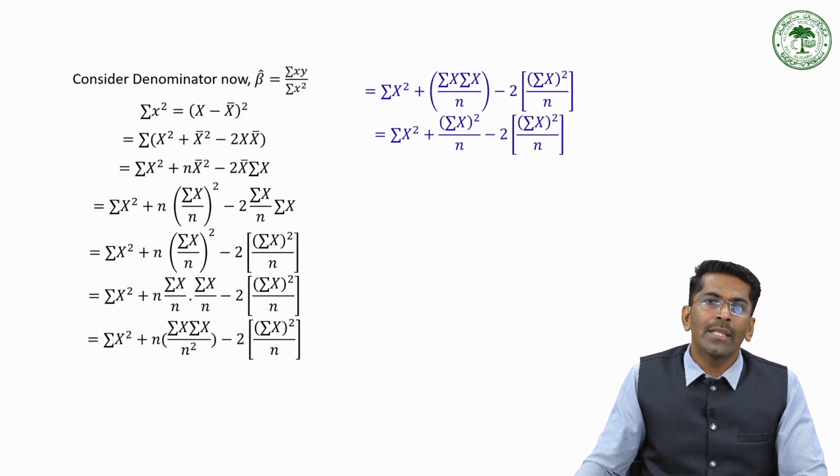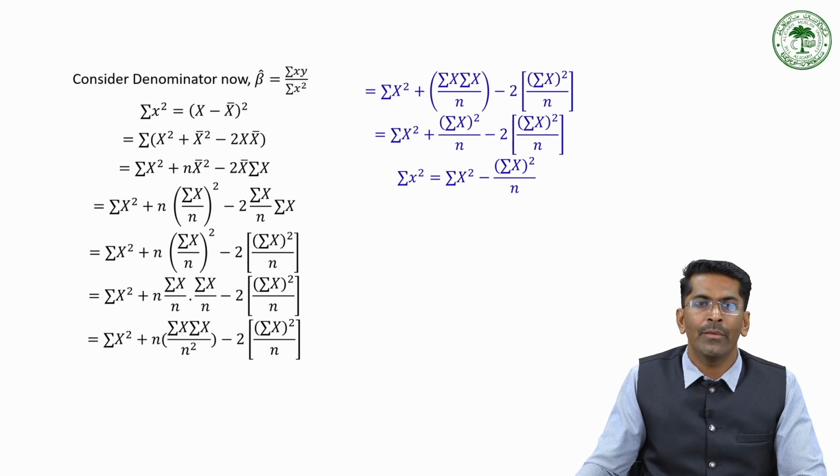So again we can simplify it: sum of x square plus, what is this? Sum of x into sum of x will become sum of x whole square divided by n, minus 2 into sum of x whole square divided by n. See here, both terms are the same, one is plus and the other is minus, so plus and minus cancel out, and only one sum of x whole square divided by n will remain. So the denominator sum of x square is equal to sum of x square minus sum of x whole square divided by n.